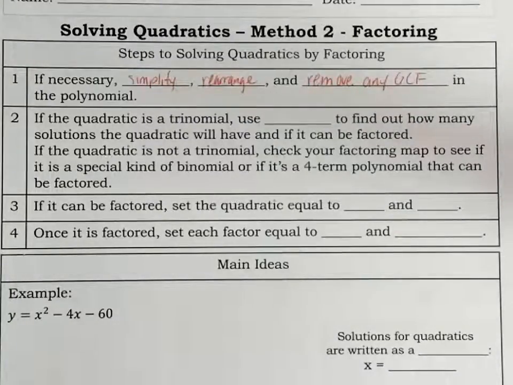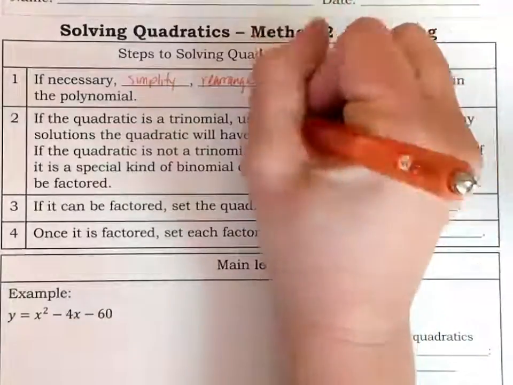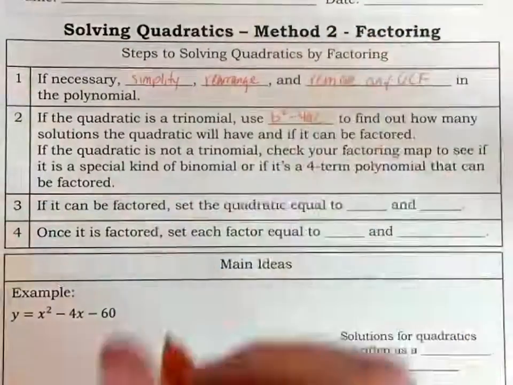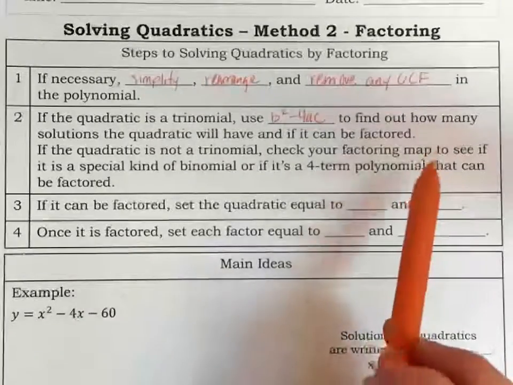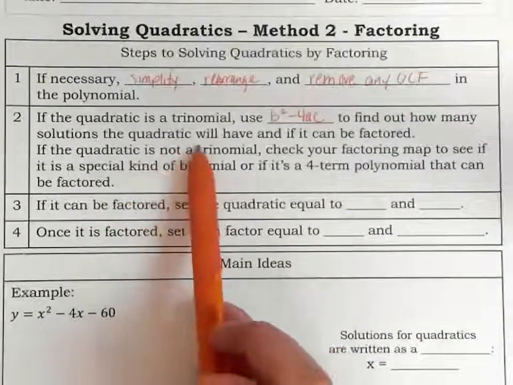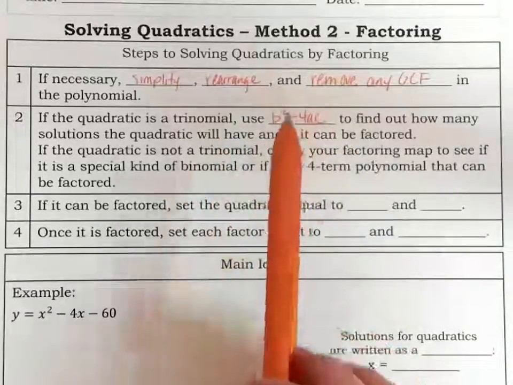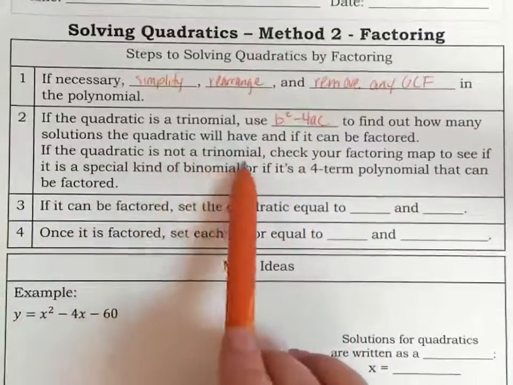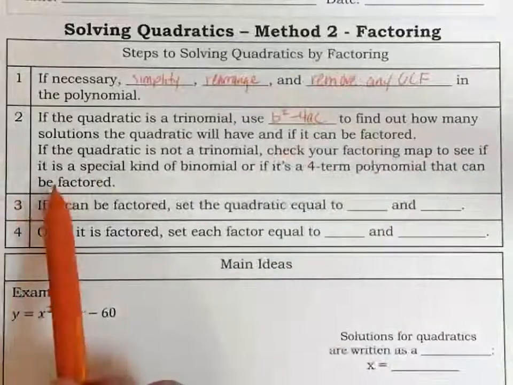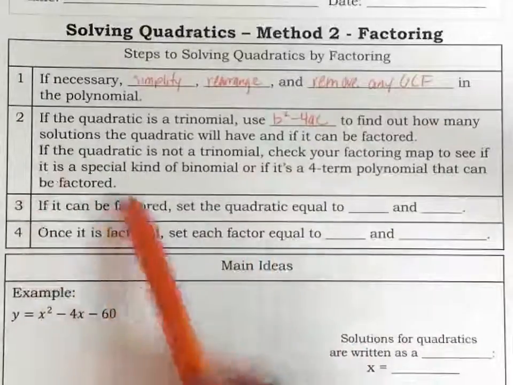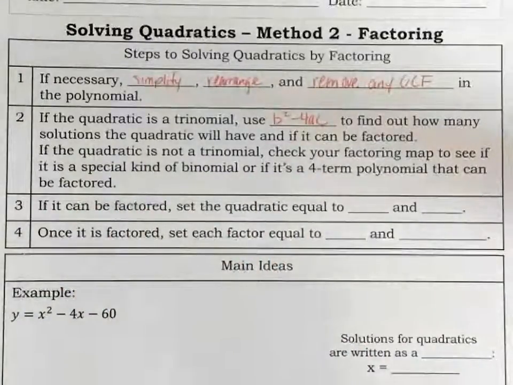So if the quadratic is a trinomial, we're going to use our b squared minus 4ac, our factor test, to find out how many solutions the quadratic will have with the discriminant and if it can be factored with the factor test. So if the quadratic is not a trinomial, you're going to check your factoring map and see if it's a special kind of binomial or if it's a four-term polynomial that can be factored. And you're going to go ahead and factor it in that way.